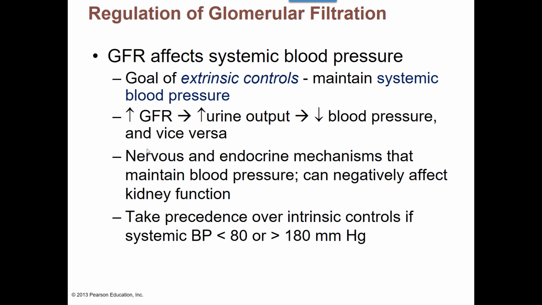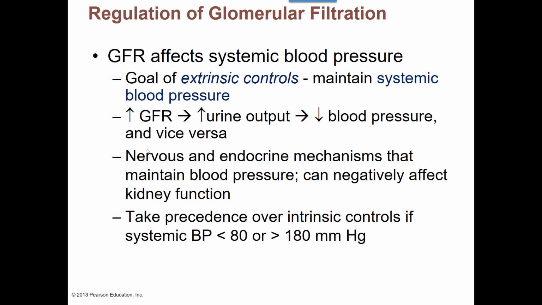If your blood pressure is out of range, we don't really care about making urine anymore. Our main goal in life is survival, and our priority is going to be to get that blood pressure back into range. So if your blood pressure is out of range, the urinary system is going to take over. It will stop making urine. Maybe it will make too much urine, but it really doesn't care about making urine anymore because it needs to get your blood pressure back into range.